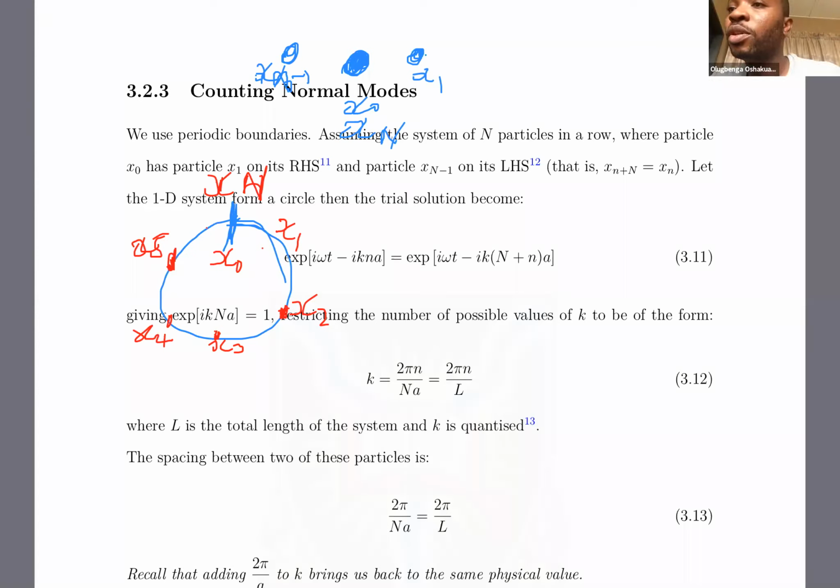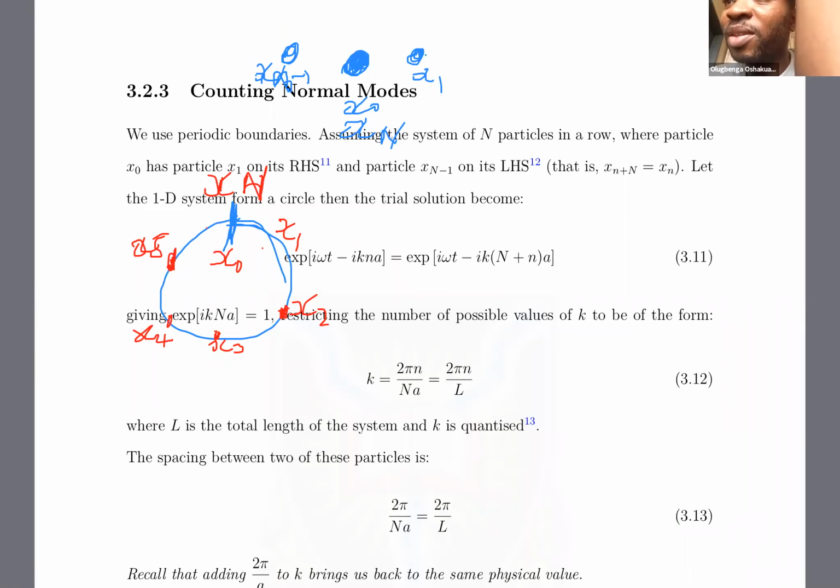Ganil, Rafiu, what do you have to say? Well done, sir. Sir, please, can you explain the counting of normal modes? Counting normal modes, yes, that's what we are doing currently. That's where I am. I've not left counting normal modes.